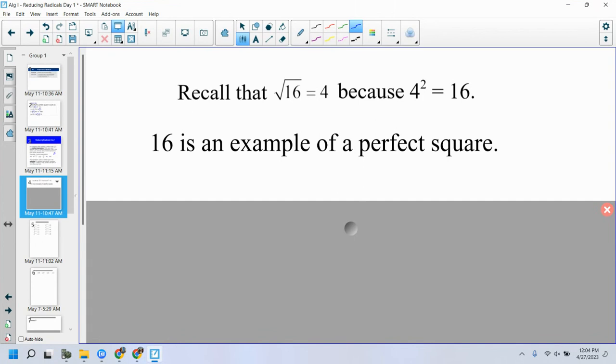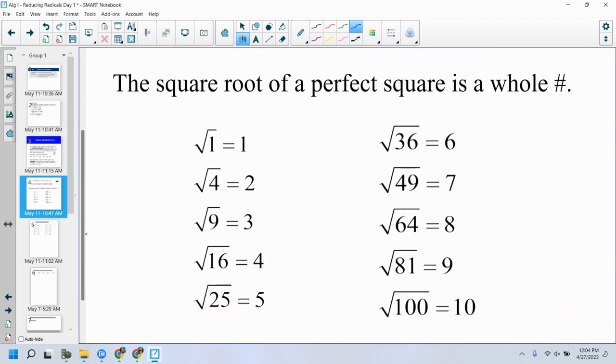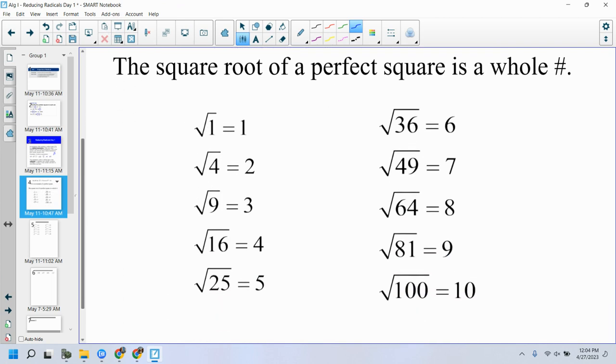Now, remember that the square root of 16 is 4, right? Because if I take the square root of a perfect square, it comes out as a nice whole number. 16 is an example of a perfect square. Now, in my opinion, these you should have memorized. I am not going to test you on it, but I believe that you should have these numbers in your brain. The perfect squares up to 10: 1, 4, 9, 16, 25, 36, 49, 64, 81, and 100. You should be able to recognize perfect squares up to 10 without any assistance, without any calculator.